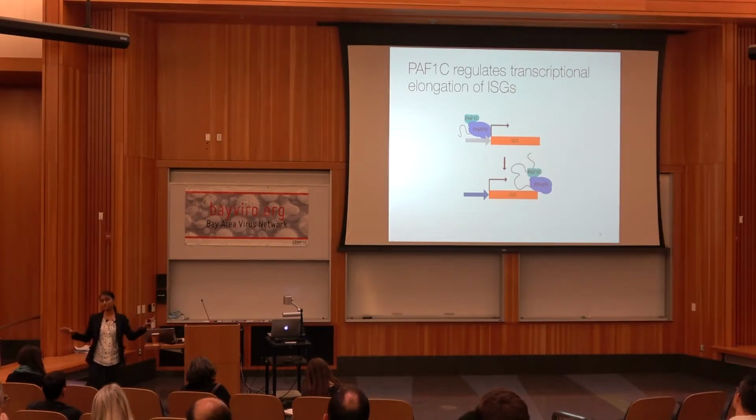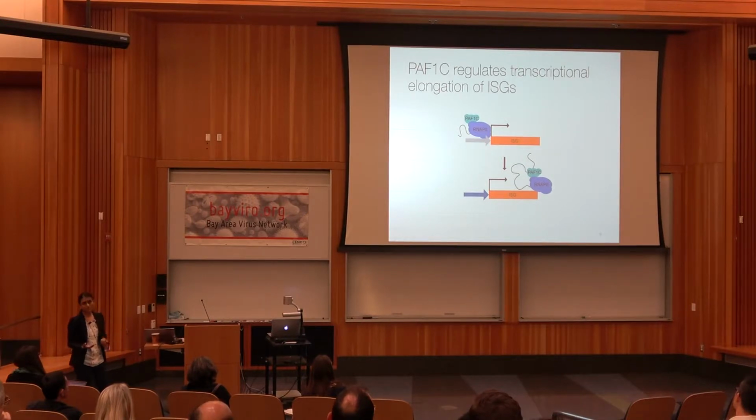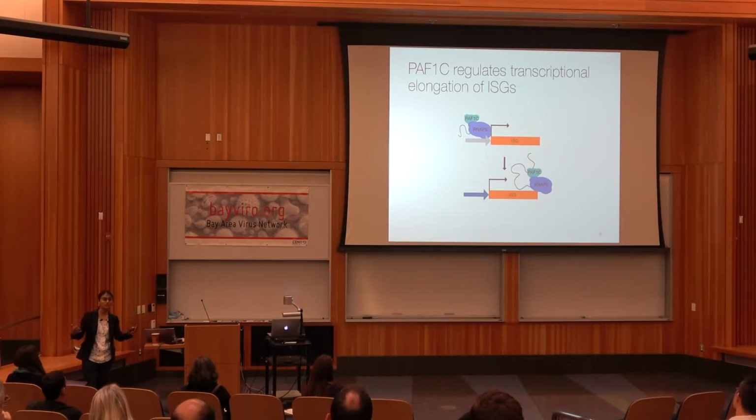It's broadly distributed across the genome if you do ChIP analysis on it. But in regards to viral infection, what we know is that it's actively recruited to interferon-stimulated genes, or ISGs, to facilitate their transcriptional elongation. During an immune stimulation, PAF1C is recruited to the promoter of these ISGs, where it serves as a scaffold to recruit other chromatin-modifying enzymes and create a chromatin environment that's conducive to transcriptional elongation. And this allows RNA Pol2 to release and fully elongate its transcripts.